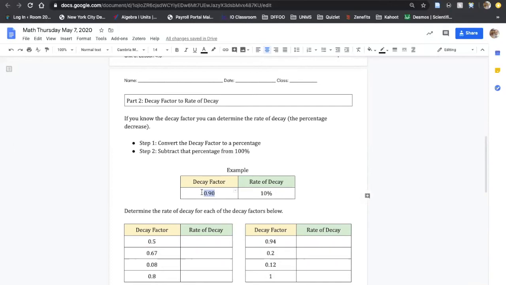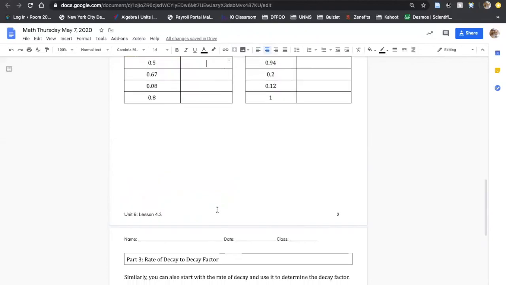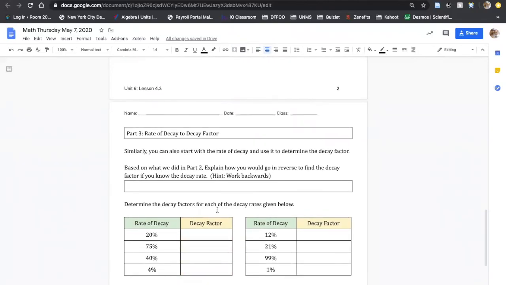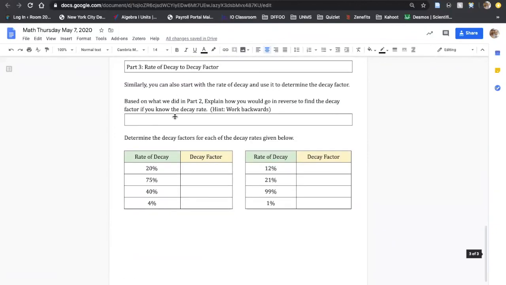Don't get fooled. Now, you're going to do the same thing for these examples here. I gave you the decay factors on the left. You're going to provide the rates of decay on the right-hand side. Remember, they should be percentages, so all these values should have percentages attached to them. After that, on the next part, you're going to do the reverse. So instead of me telling you how to do that, based on what we did here, I want you to first write out in words, how would that process work? What are you going to do to these numbers to get your decay factor? And then I want you to practice that.